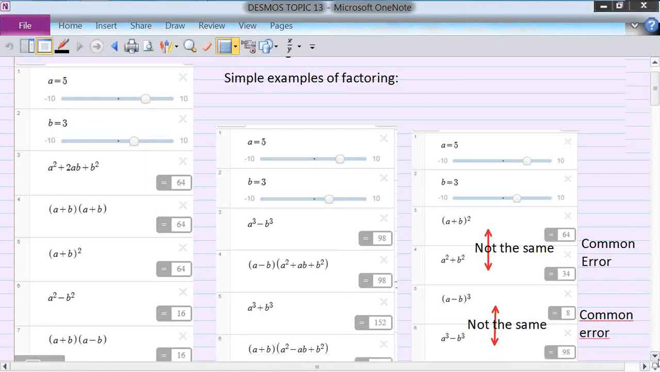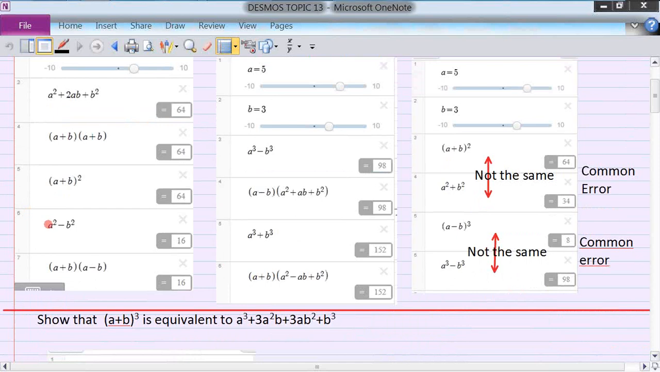Now here I've done the difference of squares. I've said that a squared minus b squared can be factored to a plus b and a minus b. So this number right here is the same as this. If I hadn't factored these correctly, these numbers would not be the same. So it's just a way of verifying and checking that you've done the problem correctly.